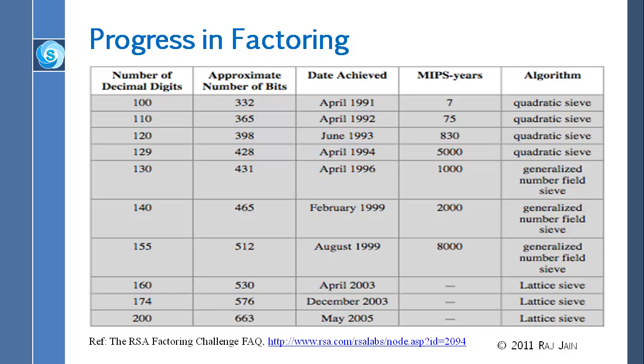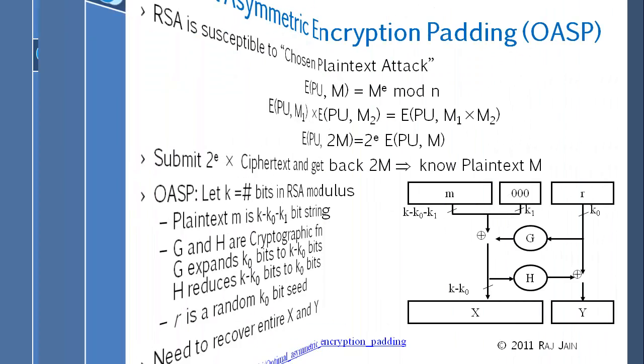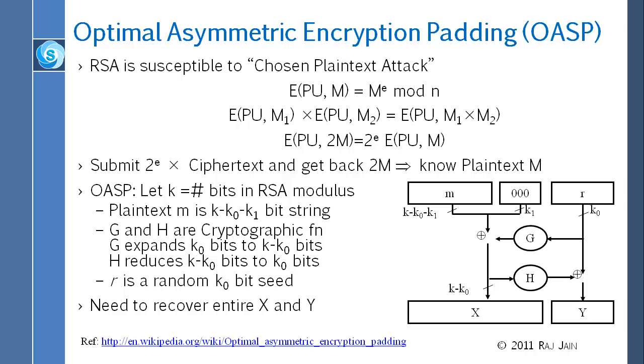I found this URL, the RSA Factoring Challenge FAQ, and they have all the random numbers already written down. They don't have a challenge anymore, which means you won't get a prize, but the numbers are still there. There are numbers which have not been factored by anybody, and somebody can take up the challenge. So one of the attacks was the chosen plaintext attack, and this is how it works.